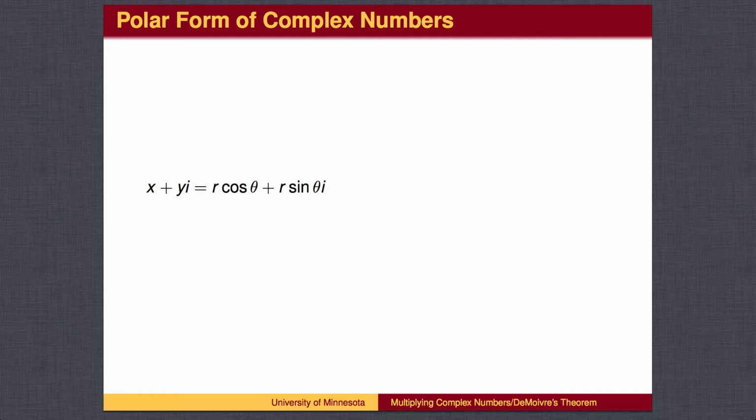To convert from polar form back to rectangular form, x equals length times cosine, and y equals length times sine. Here, the length is represented by r, and the direction by theta. r is found by the Pythagorean theorem, and theta via the inverse tangent. We can then factor out the r to get r times cosine theta plus i sine theta. We can abbreviate this as r cis theta.